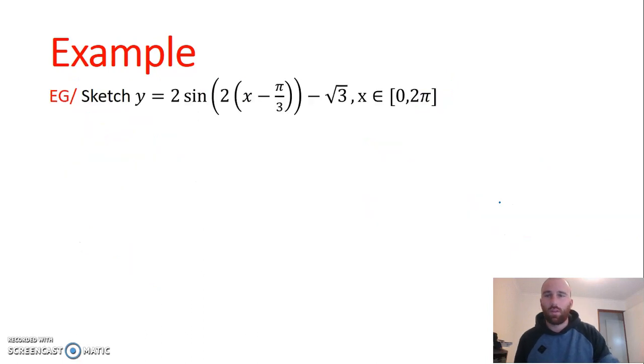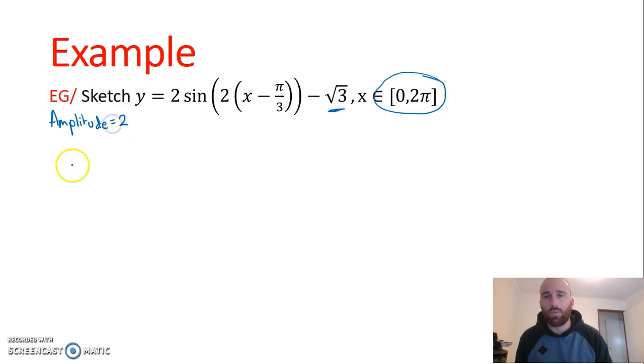Next example, we're going to actually draw and sketch something. Sketch the graph of y equals 2 sine (2(x minus pi on 3)) minus square root of 3, over the domain where x is an element of 0 to 2 pi. Very similar to the example that we did with our last exercise. Some of the key bits of information that we need to find at the start, we'll start with the easy ones: the amplitude.